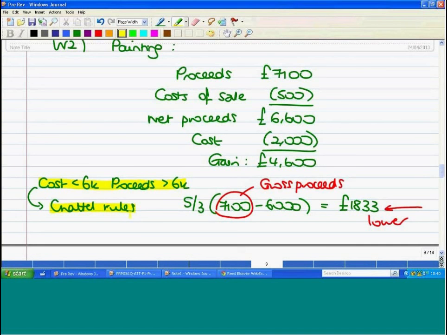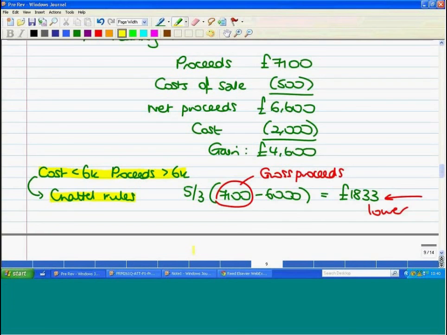Now I need to do both of these calculations so I can then show I'm doing a comparison, and we always take the lower of the two, which is why I've pulled the £1,833 back into my pro forma. Okay, so the chattel rules, don't miss out on easy marks by just doing the 5/3 rule. It's got to be both and then take the lower of the two.